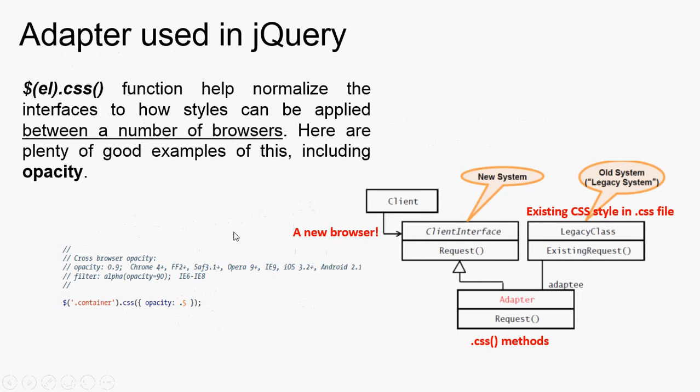And the adapter pattern using jQuery is by using the CSS function. The CSS function helps normalize the interfaces to how styles can be applied between a number of different browsers. And here are a lot of good examples of it, and we are going to talk about the opacity today.